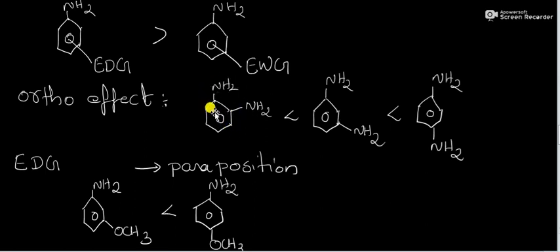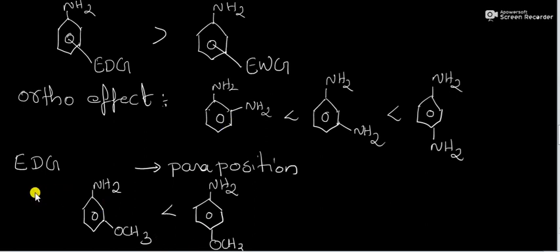So, ortho amino aniline will be less basic than meta, and which will be less basic than para aniline. And here NH2 group is plus M effect substituent. Another case is ortho-chloroaniline, which will be less basic than meta and para-chloroanilines. All this effect is due to ortho effect.